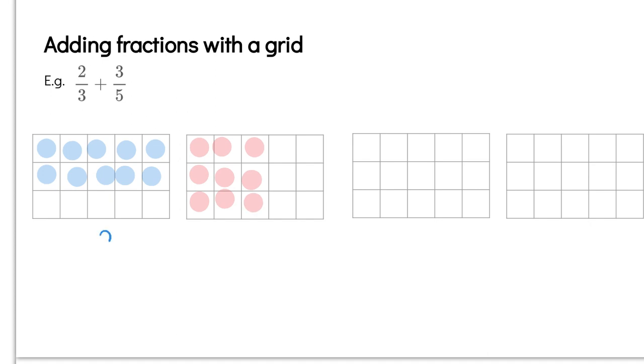So we have 2/3 here. We're adding 3/5 over here. And let's see what we get. The reason why we have 2 grids over here is because I think you'll find that we don't have enough room in one of these grids. So again, we're going to be taking all of these 10 blue circles, and let's fill them in here.